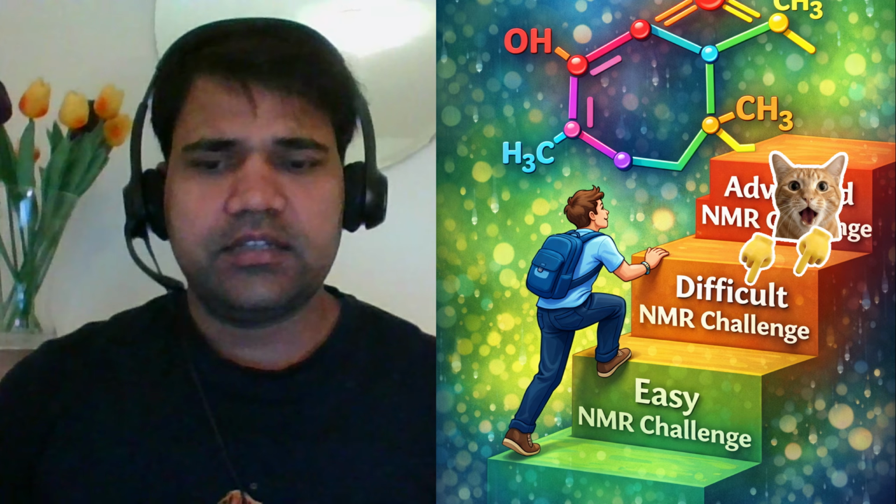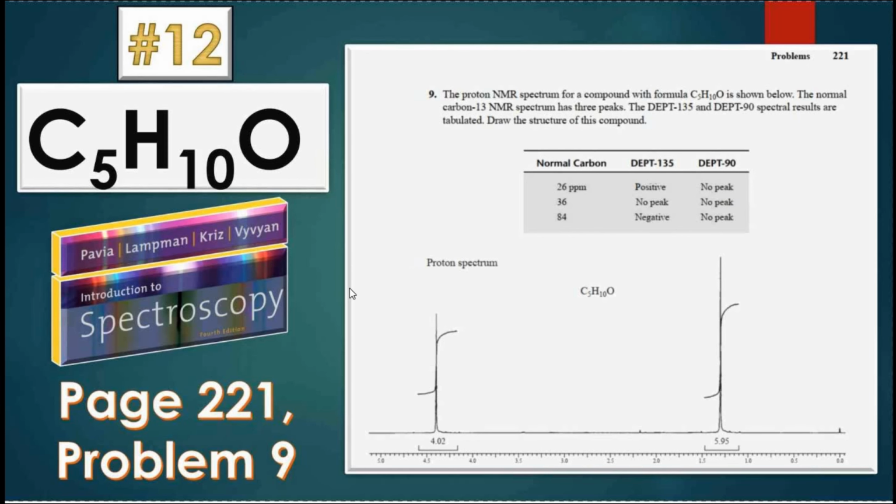So let's get started. In this video, we have taken the problem from the Pavia spectroscopy book, 4th edition, page number 221, and the problem is 9. We have to determine the structure of the compound having molecular formula C5H10O, and we are given the 13C NMR, DEPT 135 and DEPT 90 spectra along with the 1H NMR. This problem looks very easy because we are seeing only 2 signals in 1H NMR and 3 signals in the carbon. But this is not true. Actually, this is a tricky problem, and you will see why I am saying this.